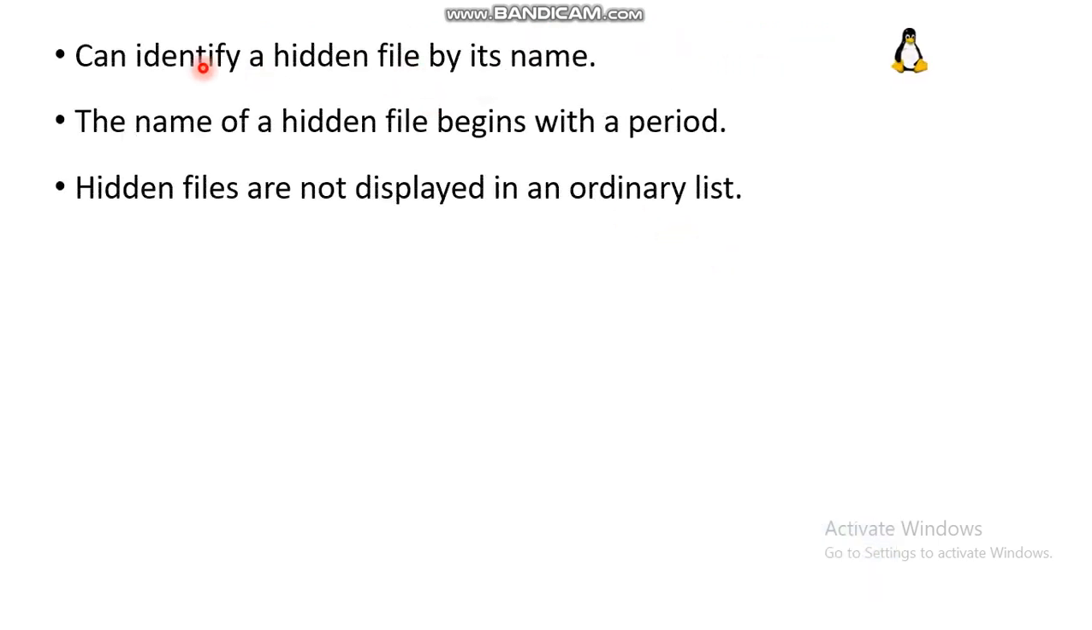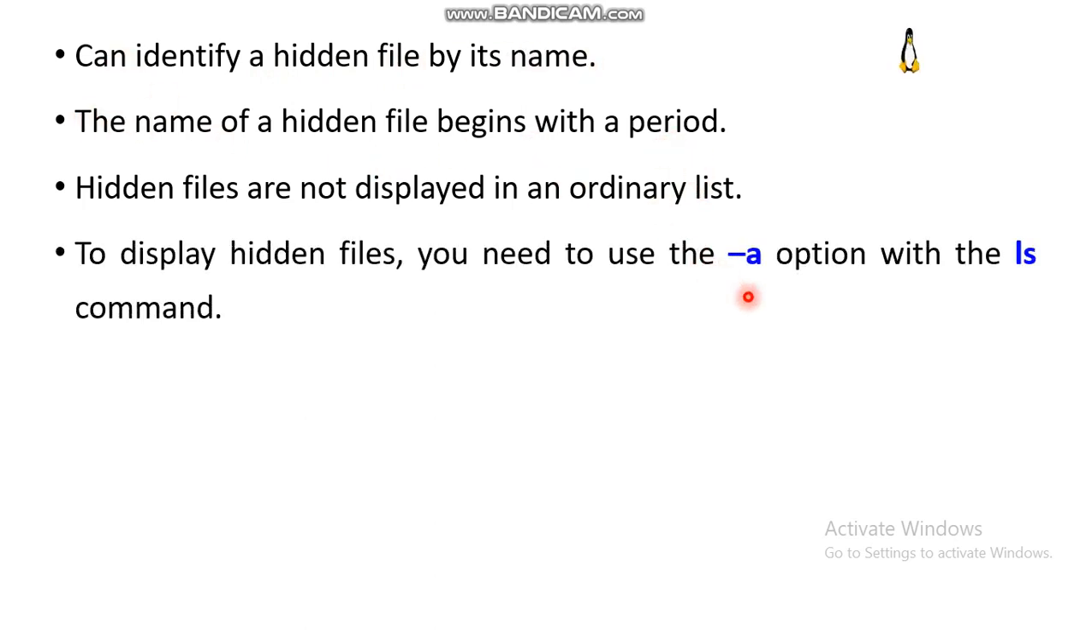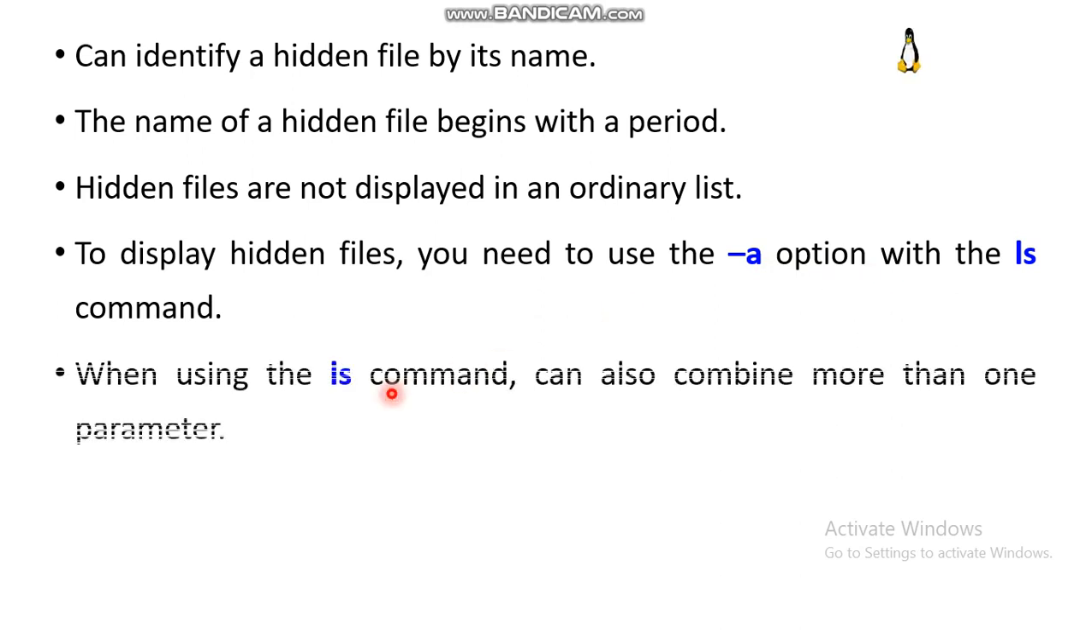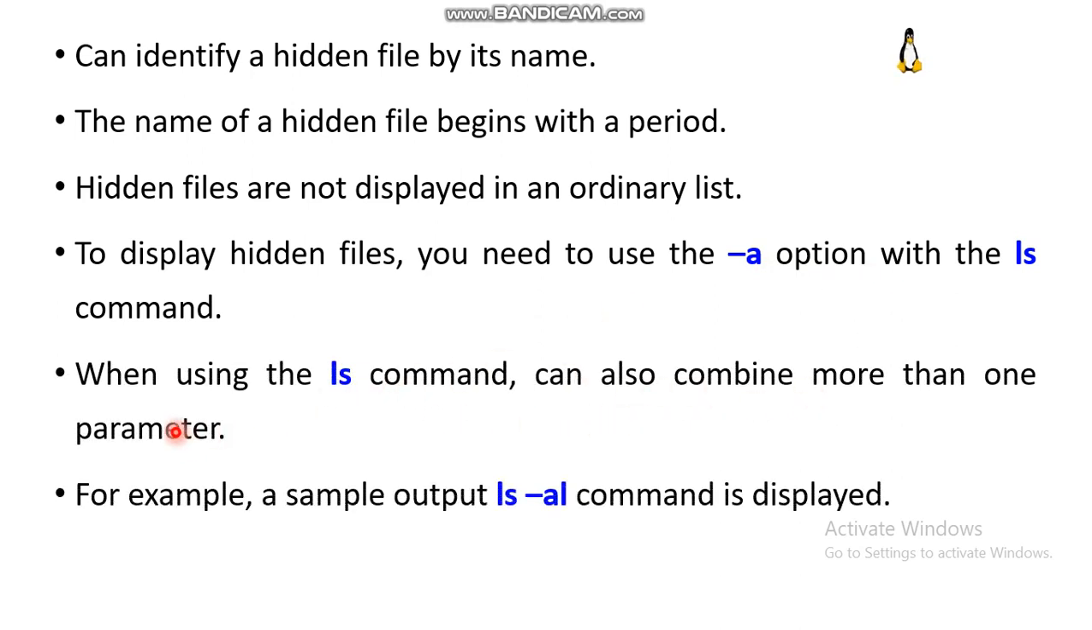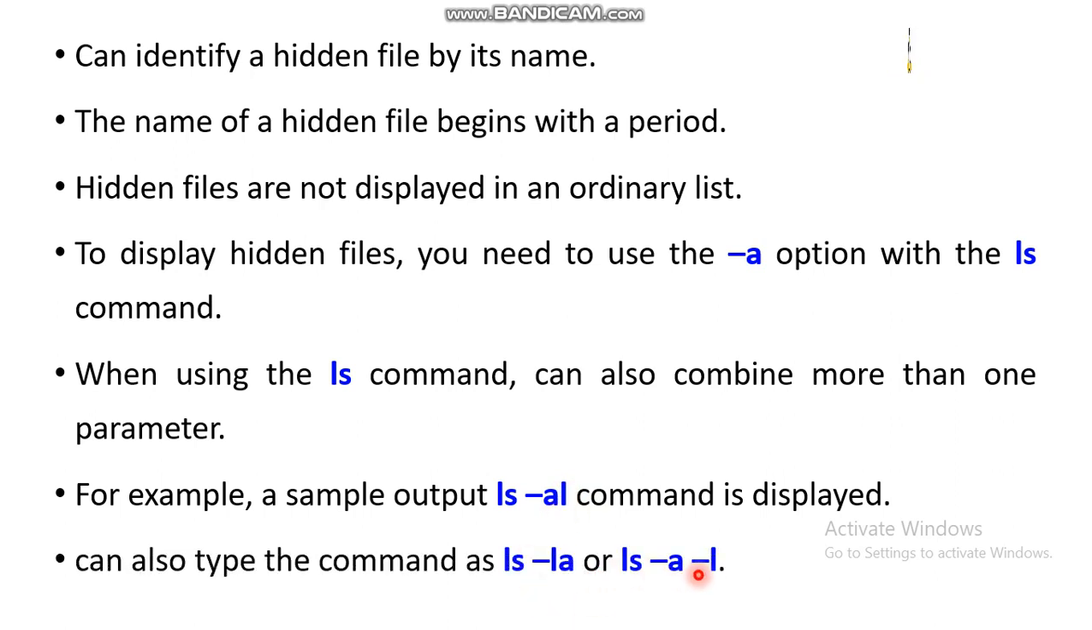To identify a hidden file by its name, the ls command can be used with the -a option. The ls command can also be combined with more than one option, that is ls, -a and -l. These both options can be combined in one single command. You can use it in two different ways: ls -la or ls -a -l.